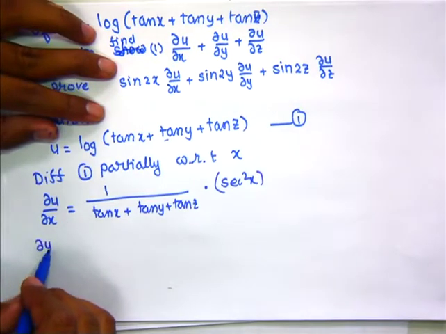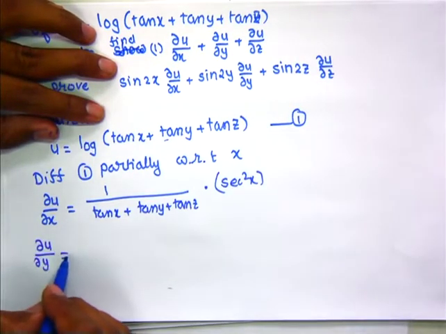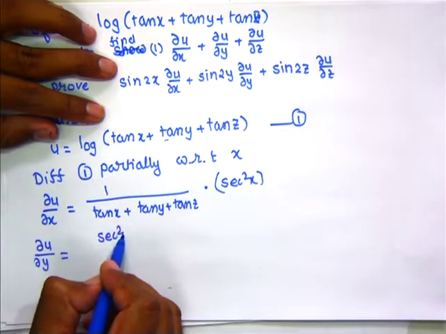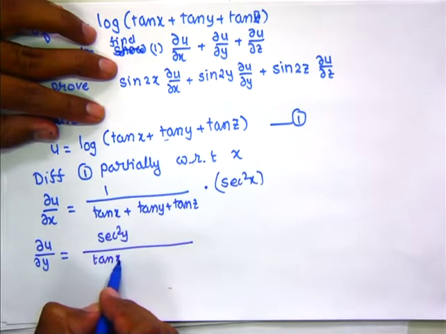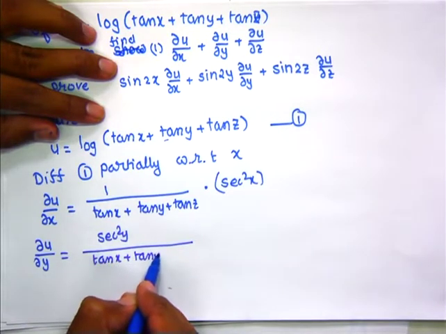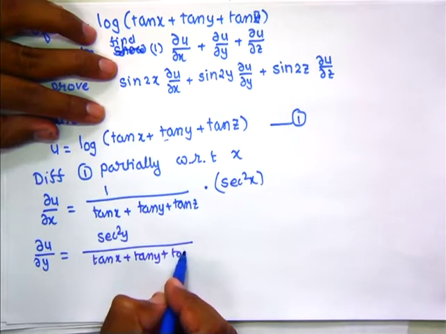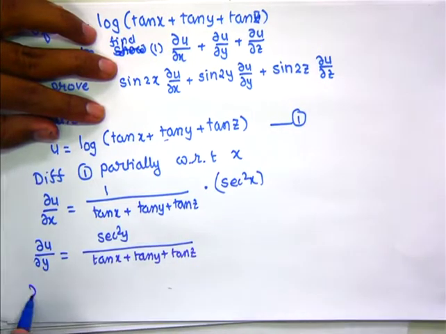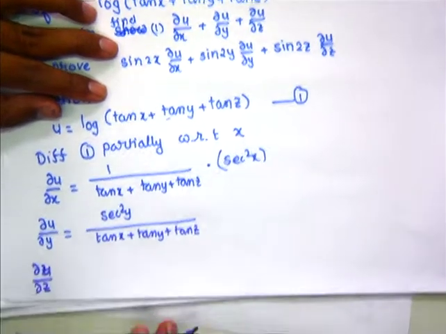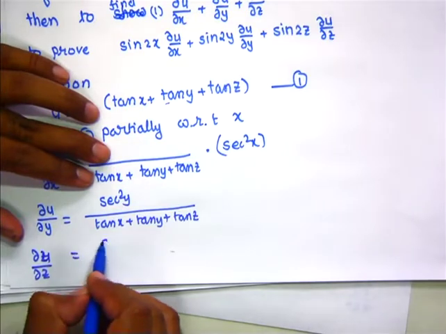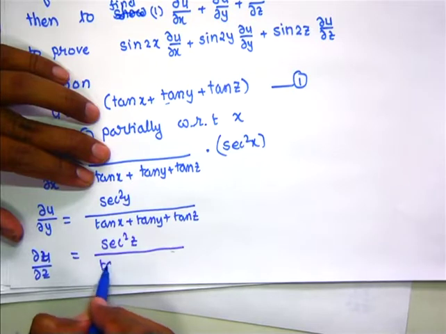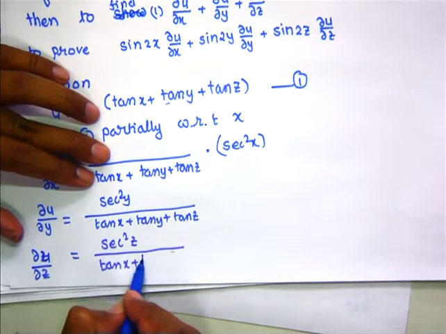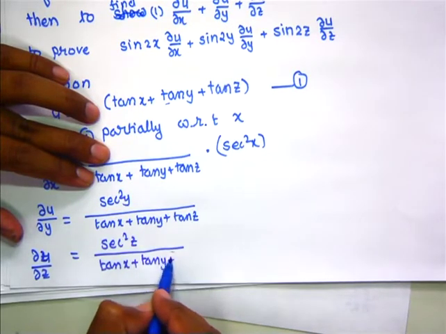Similarly, we can get del u by del y as sec square y divided by tan x plus tan y plus tan z. And we can also find del u by del z as sec square z upon tan x plus tan y plus tan z.